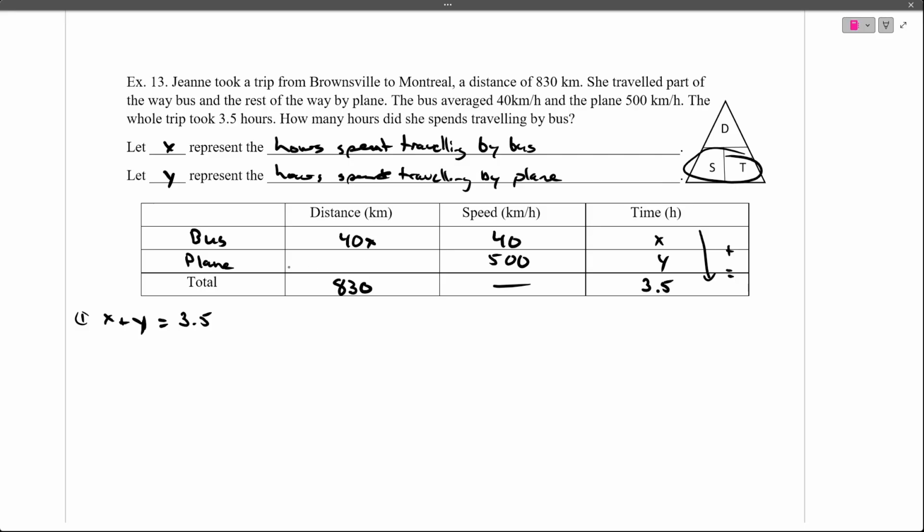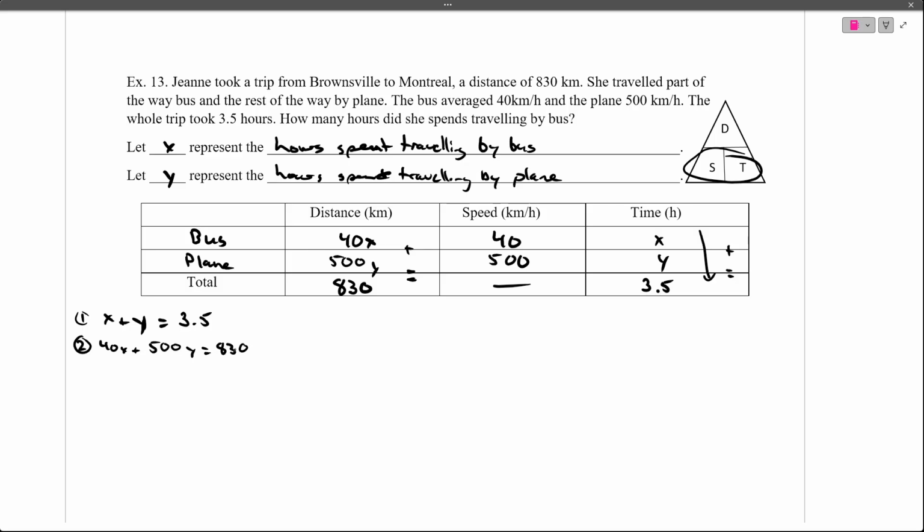And our plane, it's the same thing. This is speed times time, so 500y. Now, combined, if we add those two things together, we get 830. So we just created our second equation. This was not too bad. This one's easier than the last one, I would say. Number 2: 40x plus 500y is equal to 830.